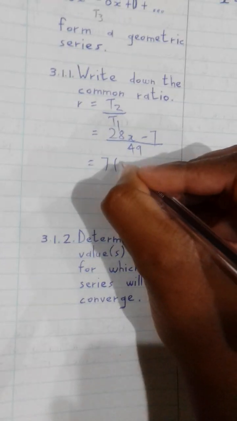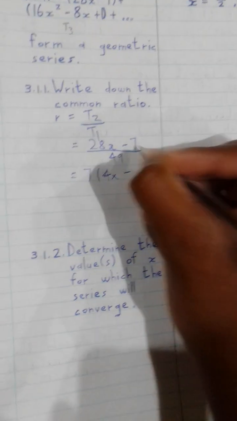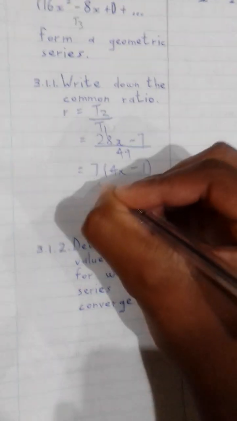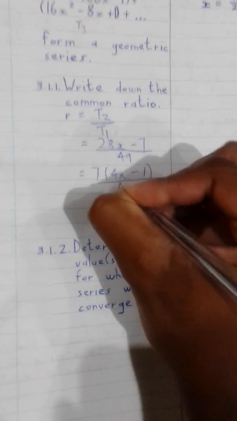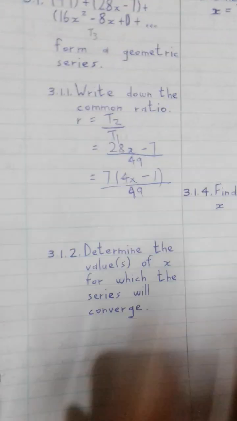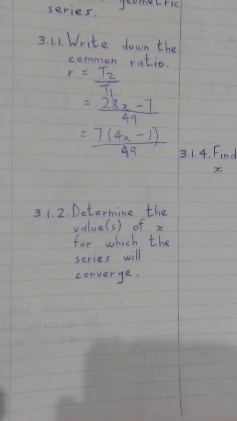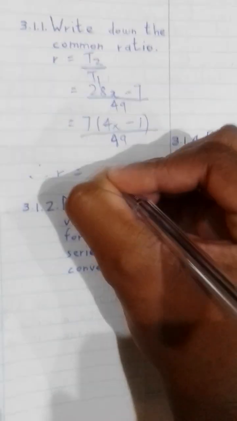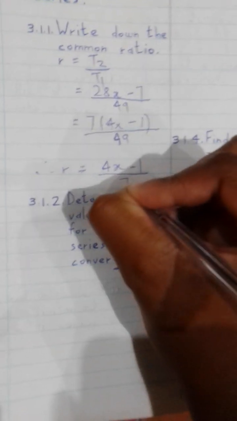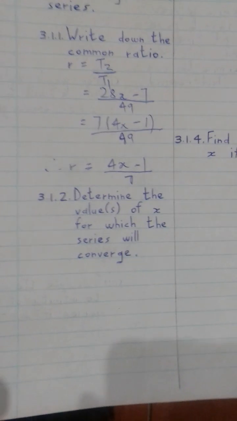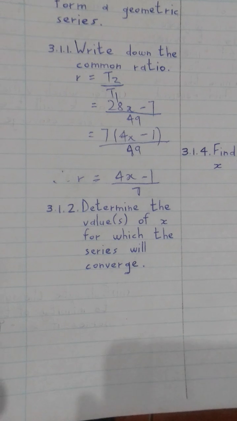28x divided by 7 is 4x minus 7 divided by 7 is 1 over 49. So as we know, 7 divided by 49, you get 1 over 7. So the final answer, R, is equal to 4x minus 1 over 7. Alright, I hope that is clear and I hope that makes sense.